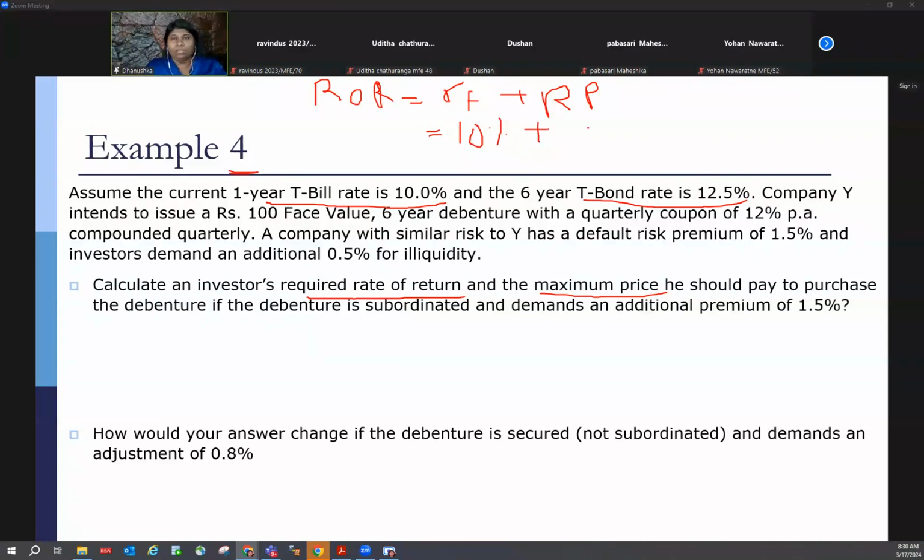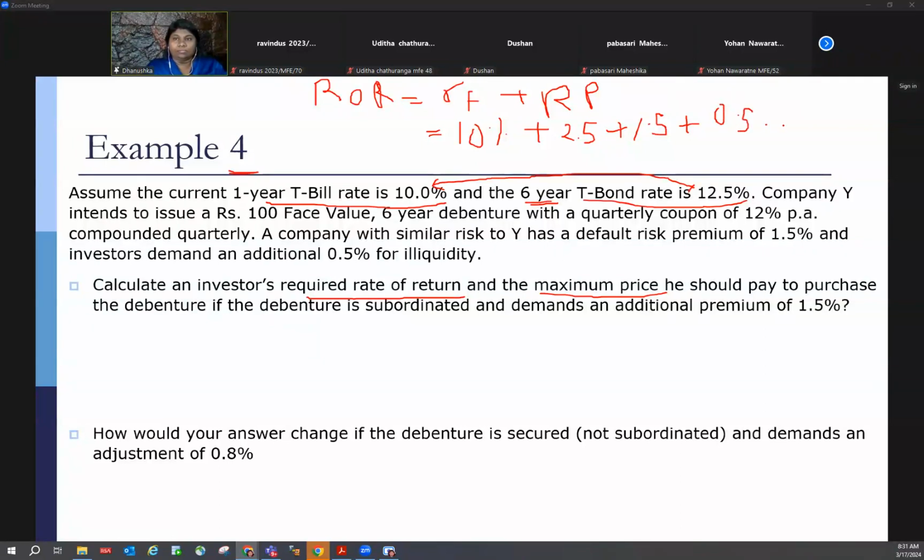Then I want an additional premium because this is not a 1 year bond, this is 6 year. And I can calculate the term premium. And the term premium here you can see is 2.5%. Okay. So additional return of 2.5% for time. And then it says quarterly coupon rate, that's irrelevant for us. We are looking at the return that we want. Default risk premium of 1.5. So for credit quality, I want an additional 1.5. Plus, for illiquidity, I want an additional 0.5.